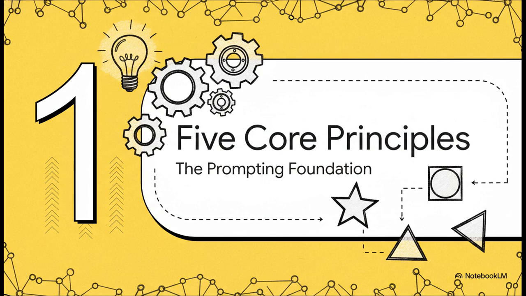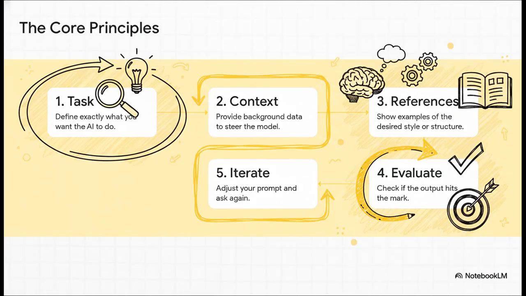The entire Google course is built around these 5 simple, but really, really powerful core principles. And here they are: task, context, references, evaluate, and iterate. Now, the key thing to get here is that these 5 pillars form a loop. This isn't a one-shot deal. It's a system you can repeat over and over to craft amazing prompts every single time.